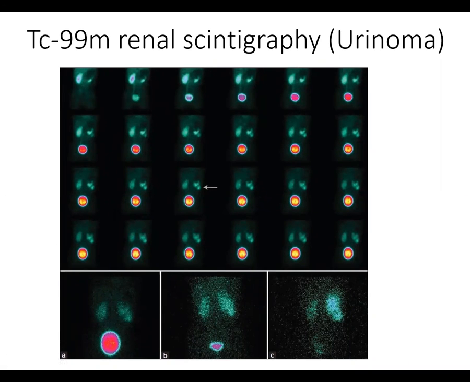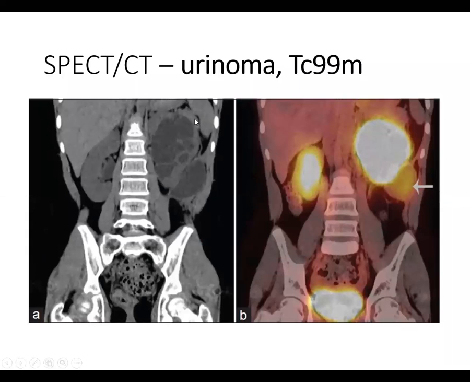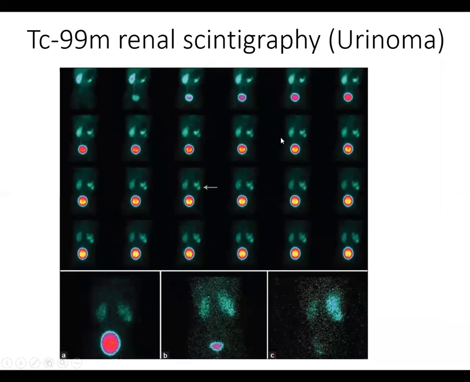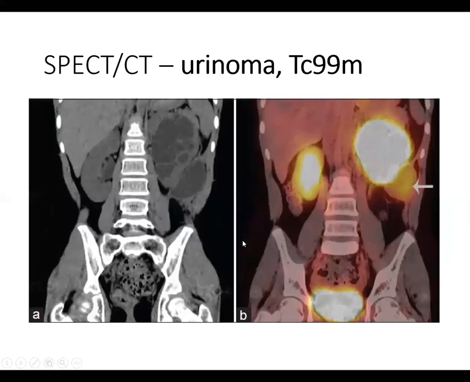Another example of Tc-99m scanning, renal scintigraphy, which allows us to detect urinoma of the kidney here and here, to perform differential diagnostics between a malignant tumor, benign tumor, or just leakage of urine. But still we see not a lot of anatomical details, just a pointy image which shows us more functional information than anatomical.